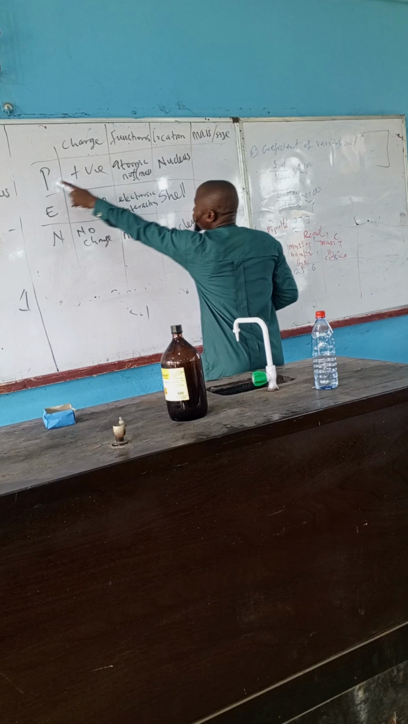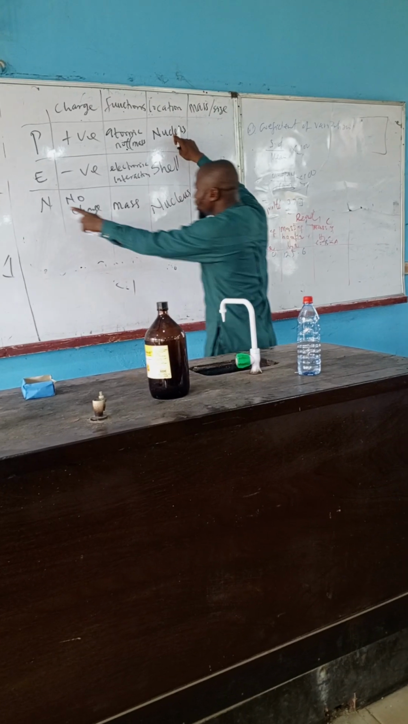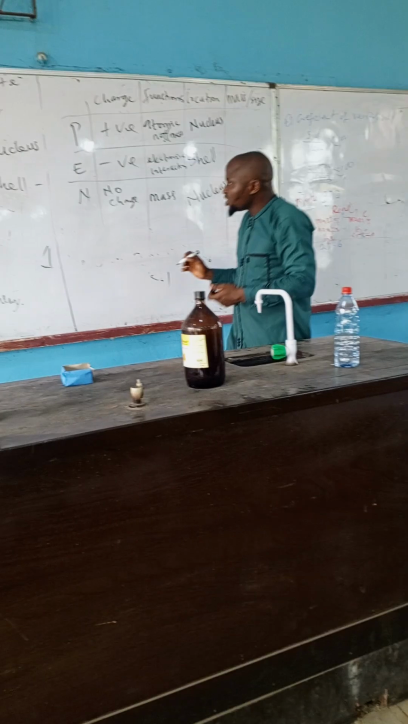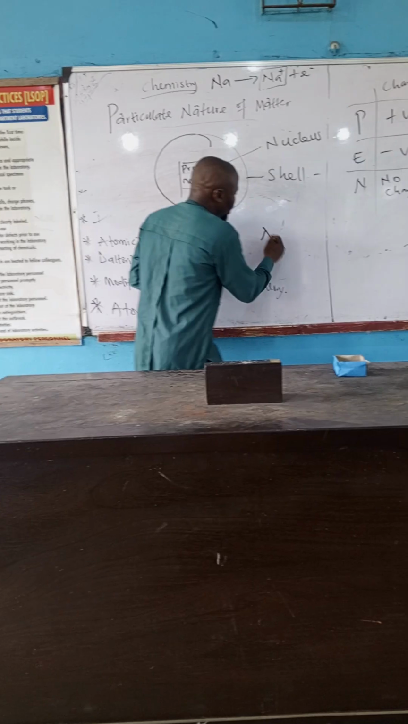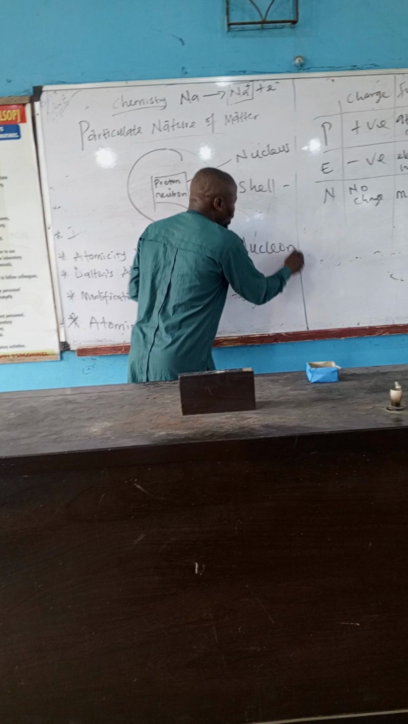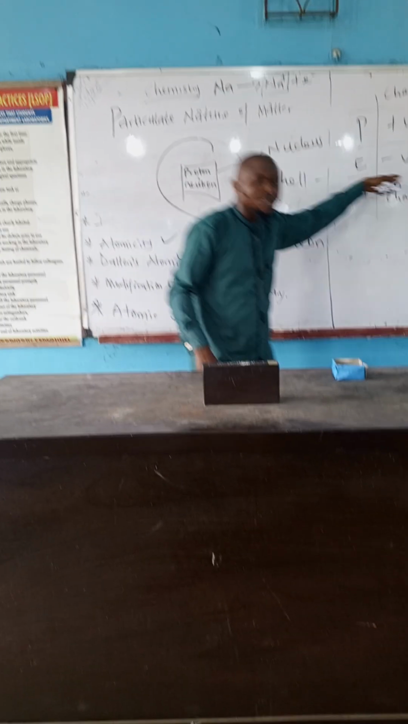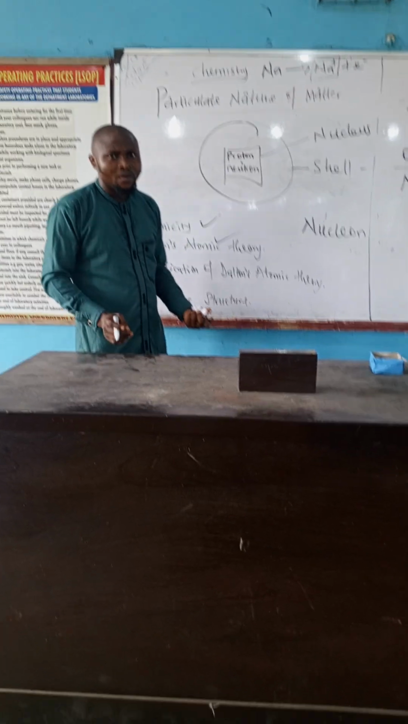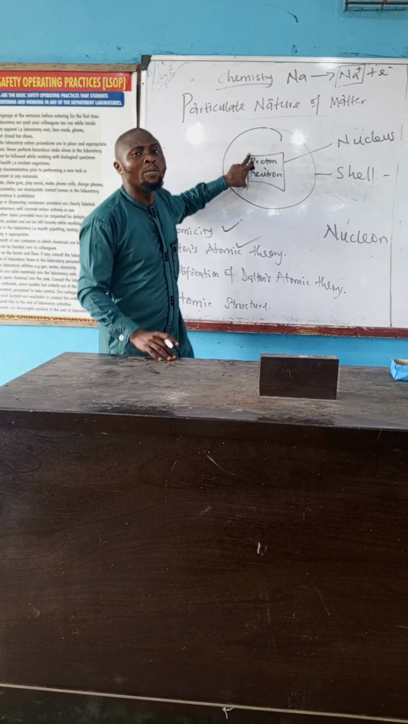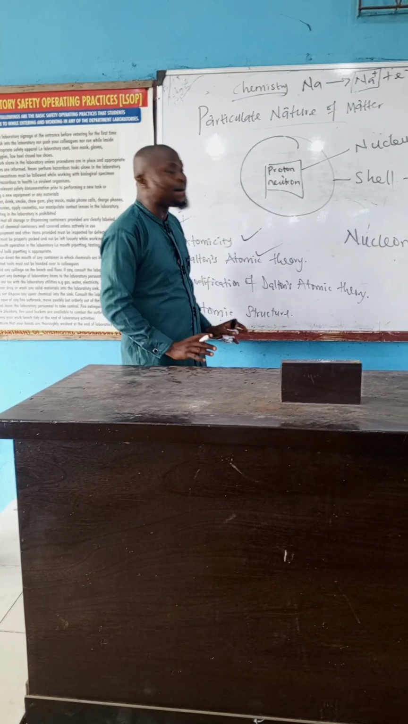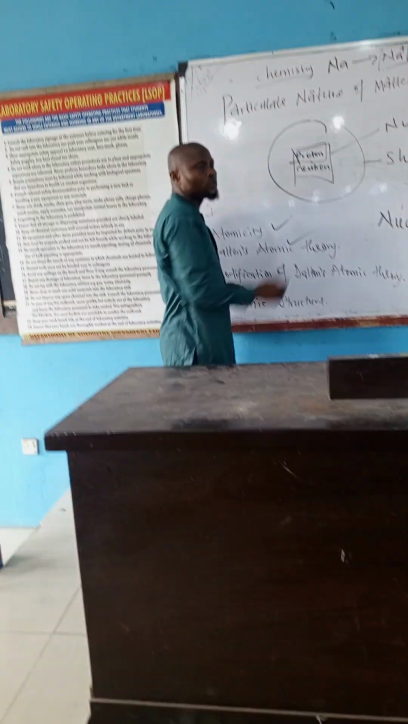The location of this proton is the nucleus, the location of this neutron is the nucleus. And that is why when they ask you the nucleon number, nucleon is from the word nucleus. It's the same thing as the mass number. That means you are going to add the number of protons and the number of neutrons together. That is the mass number. The atomic number is just the proton.